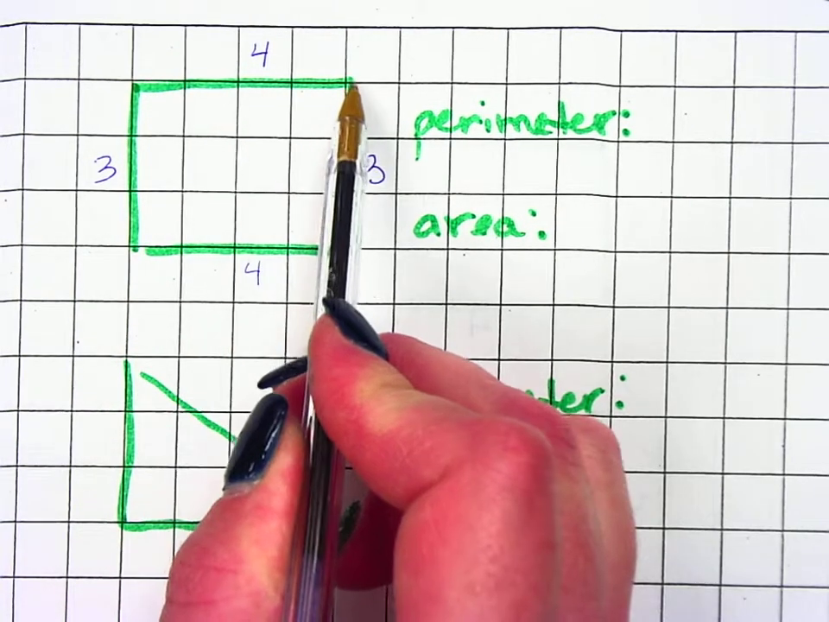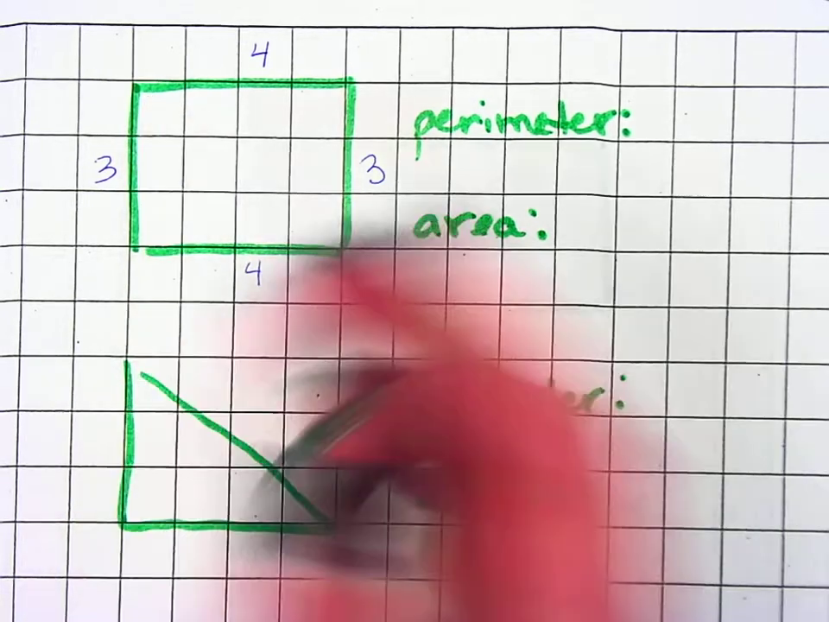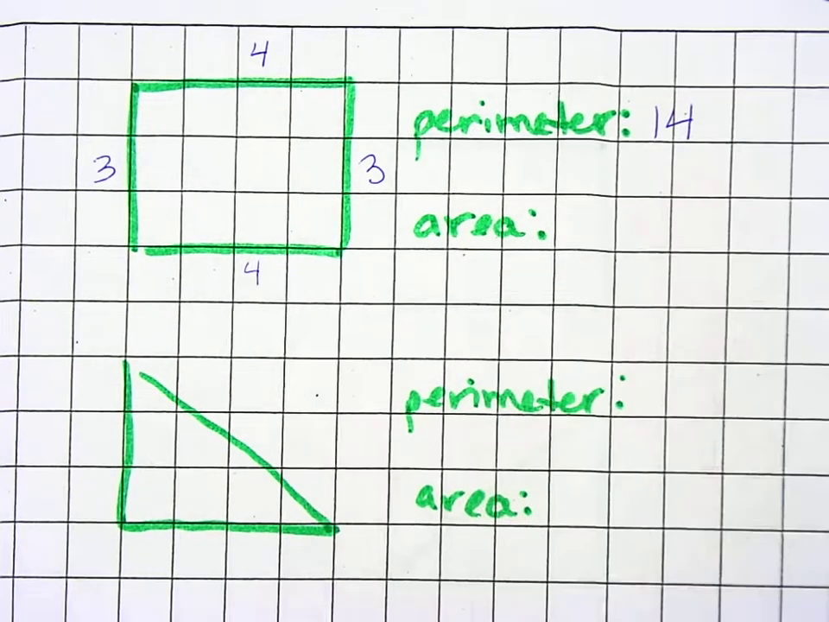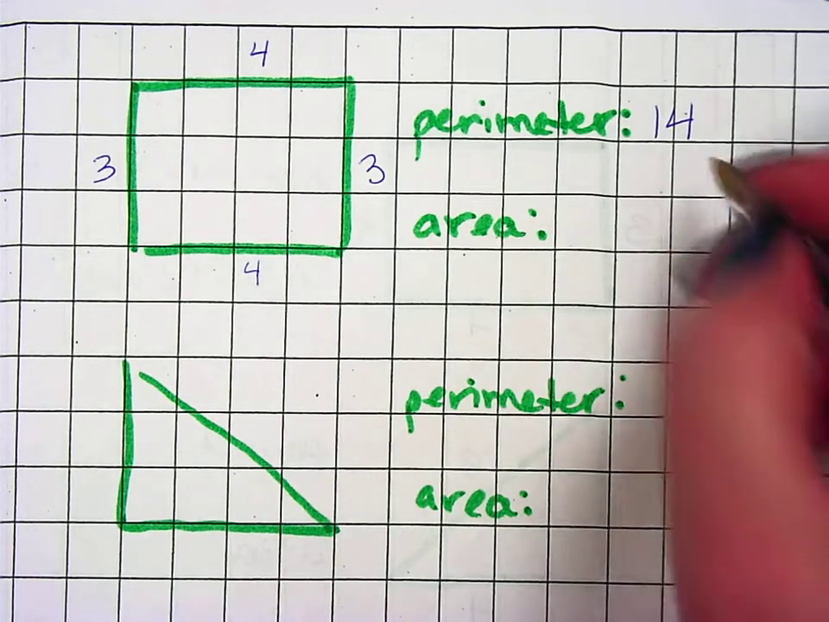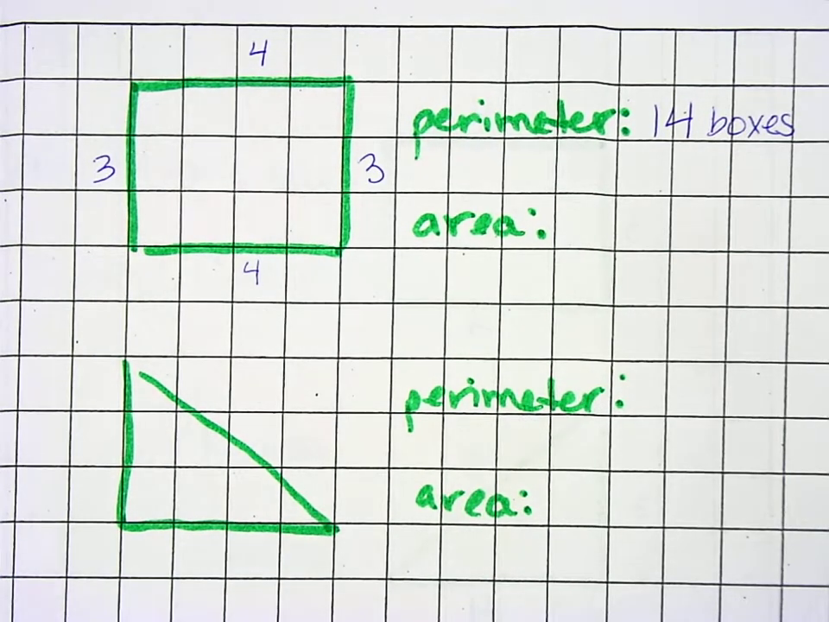I add 4 plus 3 plus 4 plus 3. Altogether, that should give me 14. I also need some kind of label. I'm just going to go ahead and put 14 boxes here. In your pictures, they'll usually have inches or centimeters or some type of measurement for you.